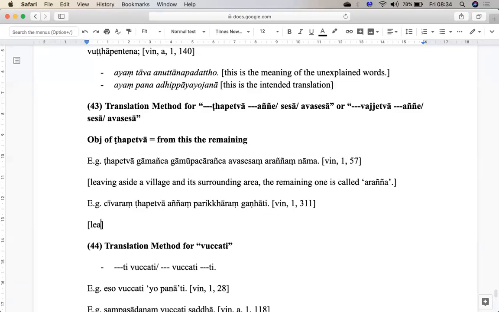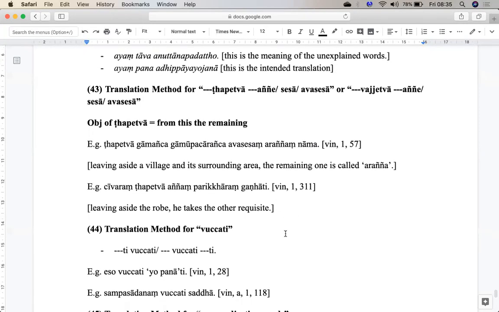So leaving aside the robe, he takes the other requisites. Okay. So no more question about this one, very easy.